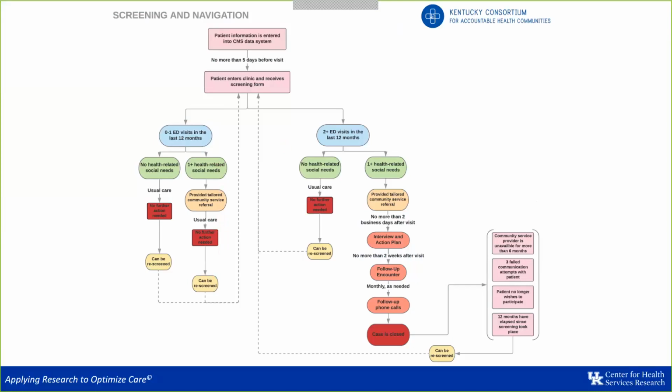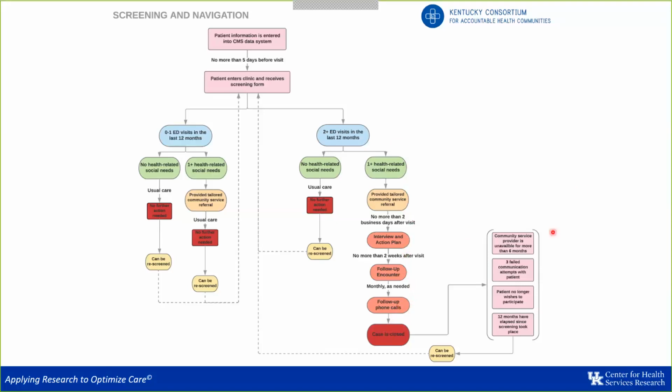So let's say a beneficiary responds that they have had 2 or more ED visits in the last 12 months. If they then have no health-related social needs, they'll receive usual care and no action is needed. But if they have 2 or more ED visits and 1 or more health-related social needs, they're provided that community service referral. And then no more than 2 business days after that visit, they'll receive an interview and an action plan with a navigator. And then they'll receive follow-up encounters and or phone calls as needed until the case is closed.